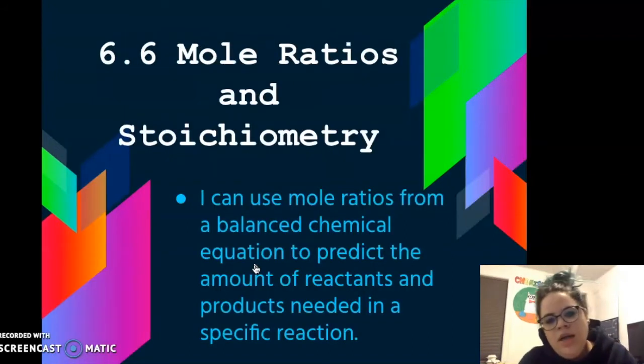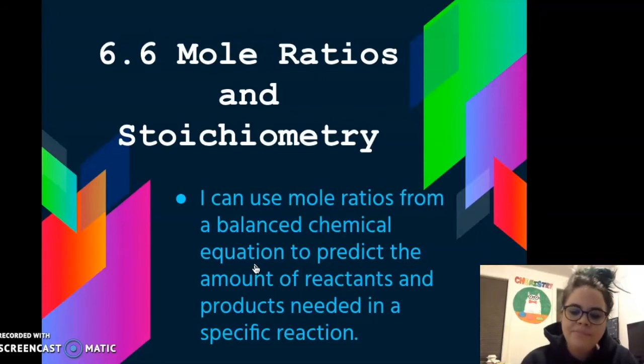Today's learning target: I can use mole ratios from a balanced chemical equation to predict the amount of reactants and products needed in a specific reaction. So we balanced the equation to figure out how many moles of this we need to make how many moles of that. But what if I want to make twice as much? What if I want to make half as much? That's what we're going to be doing today.